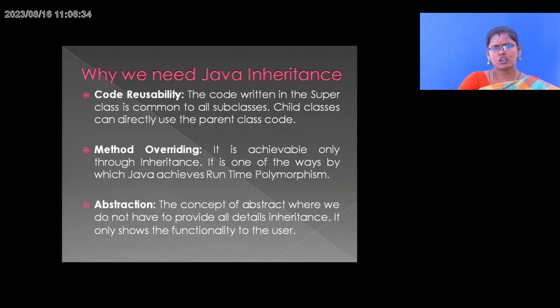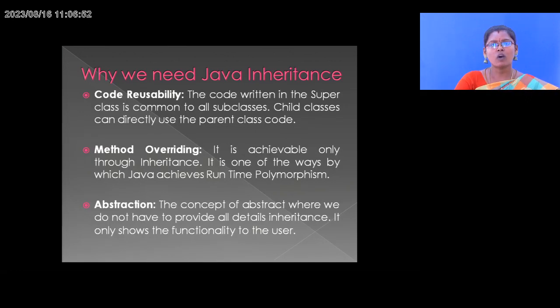Then why do we need Java inheritance? That is code reusability, method overriding and abstraction. Now what is code reusability? That means the code written in the superclass is common to all subclasses, because the subclasses derive all the properties from the parent class. The next one is method overriding.